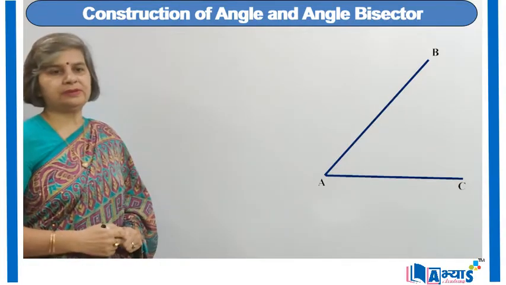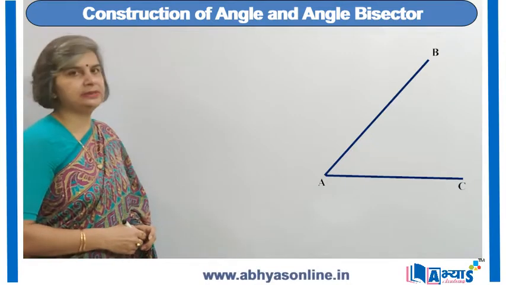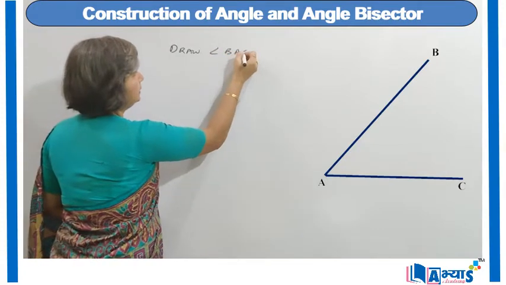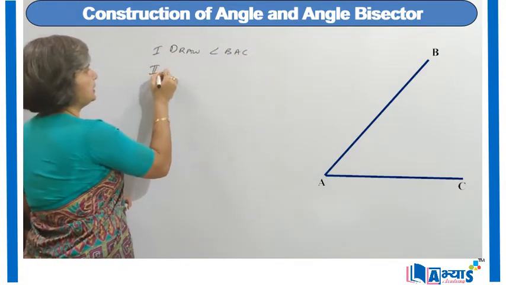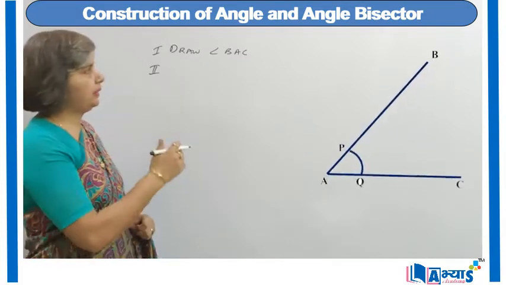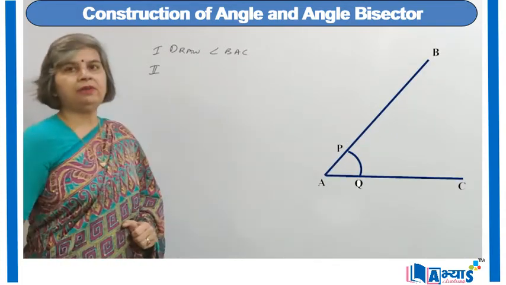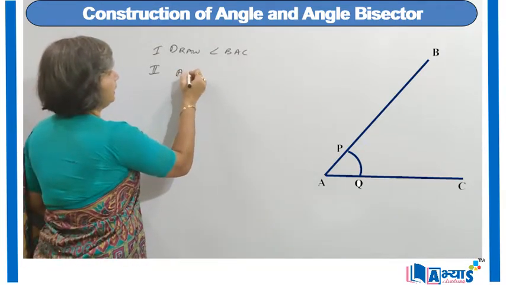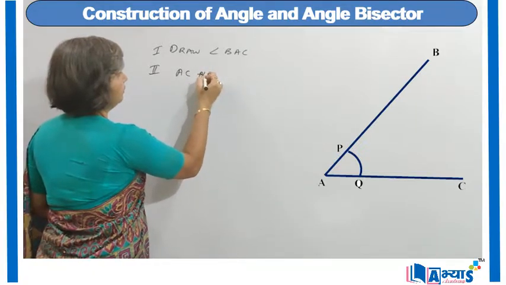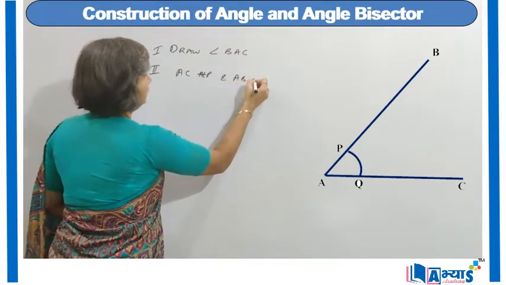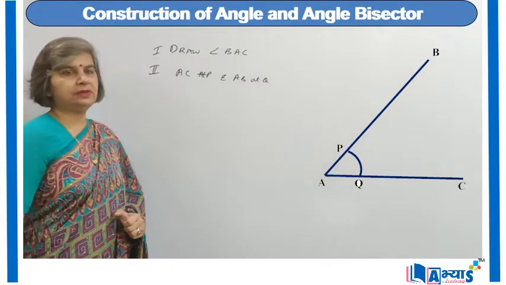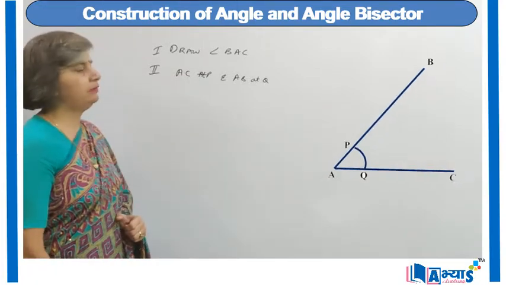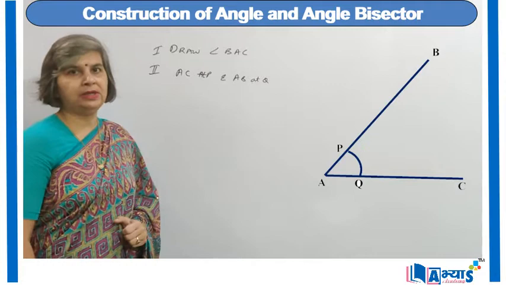Now the first step is to draw angle BAC. This is the first step. In the second step, we will take a compass, we will place the pointer at the vertex A, then we will draw an arc cutting AC at P and AB at Q. That means the vertex A we have taken as the center point or the pointer of the compass, and we have drawn an arc which is cutting the two sides at P and Q.